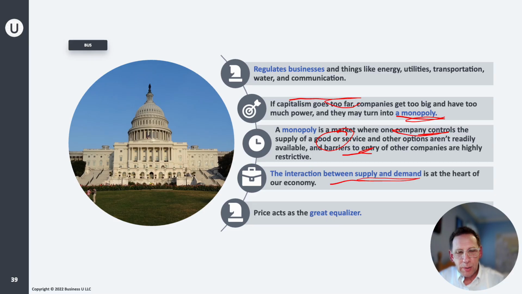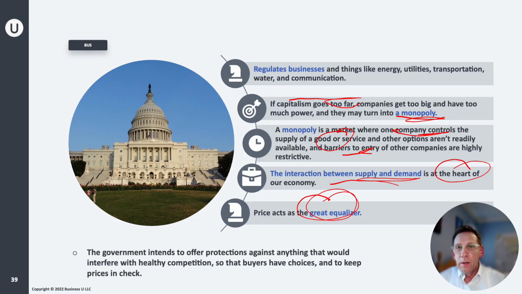So the interaction of supply and demand is at the heart of our economy, and price acts as the equalizer. The government intends to offer protections against anything that would interfere with healthy competition so that buyers have choices, and it helps keep the prices in check. All of this, again, through supply and demand, through that free market system, through capitalism. Government just regulates those businesses and some of those things so that buyers have those choices.